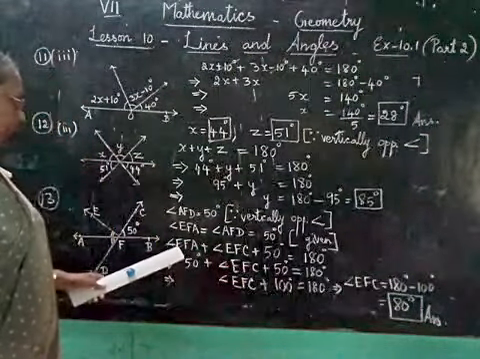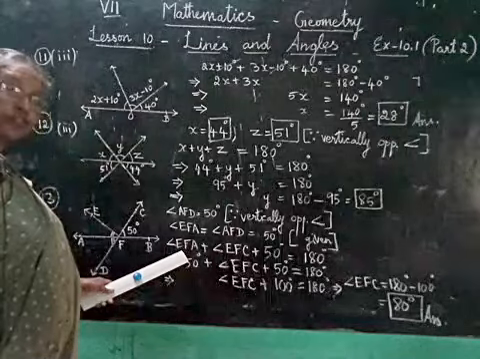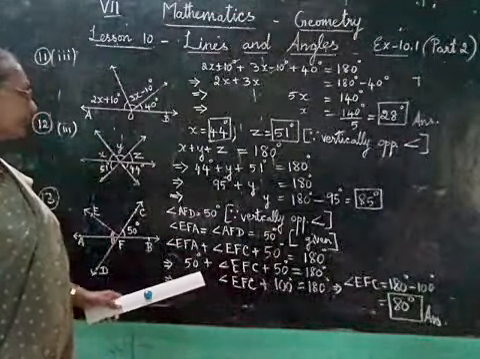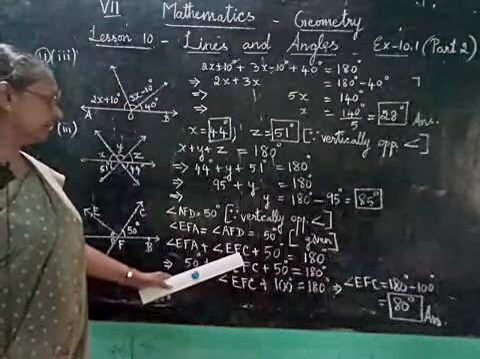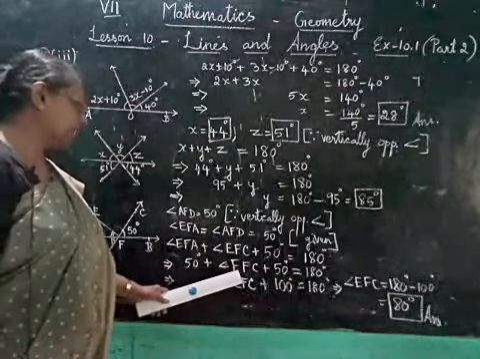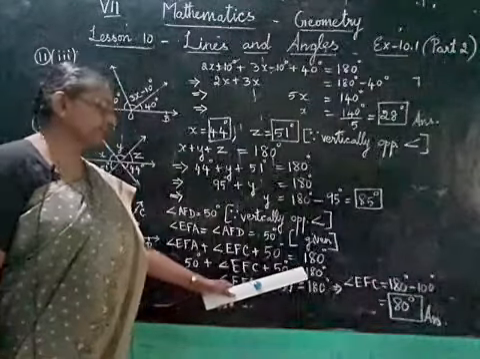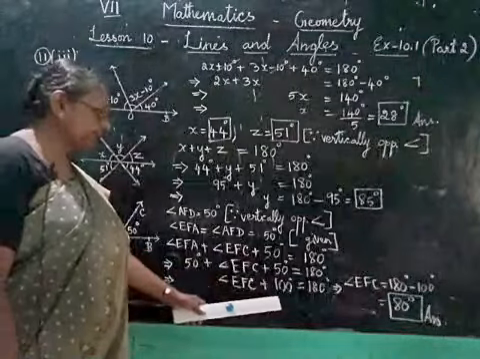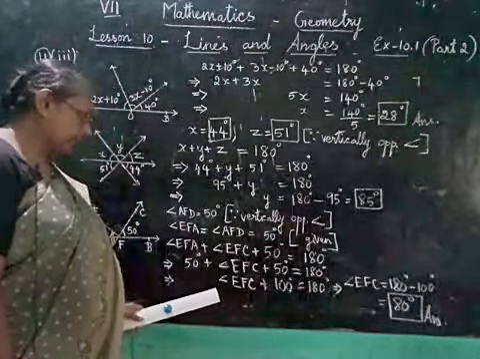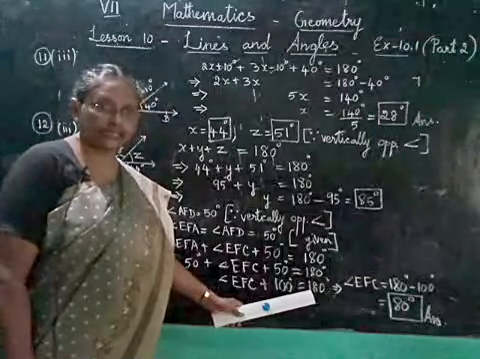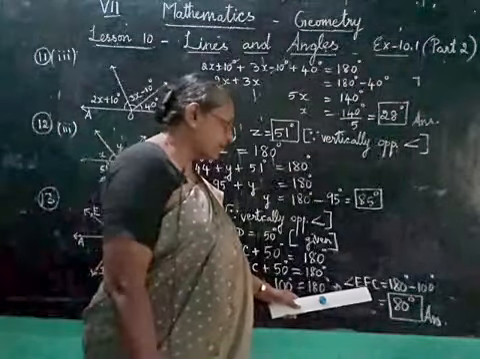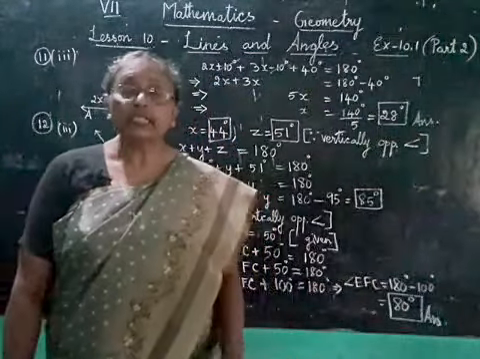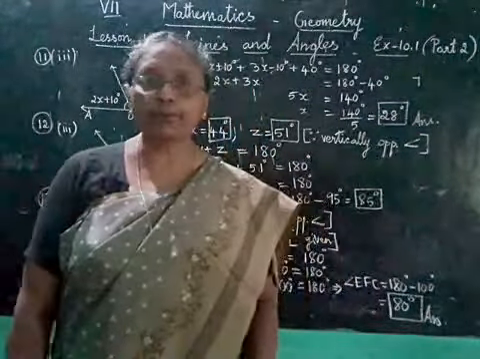Now we already know angle EFA is also 50 degrees. Therefore, putting that value of EFA, 50 degrees, plus angle EFC, which is what we are asked to find, plus 50 degrees is equal to 180 degrees. Then putting 50 and 50 together we get 100. Therefore, angle EFC plus 100 degrees is equal to 180 degrees, and angle EFC will be equal to 180 minus 100, which will be equal to 80 degrees. Now with this, exercise 10.1 is over.